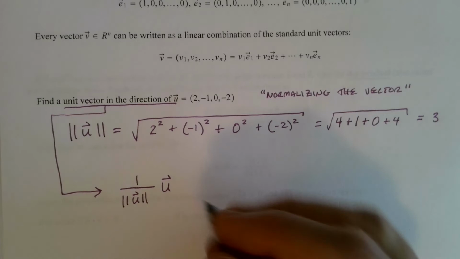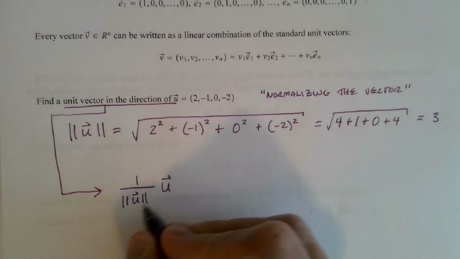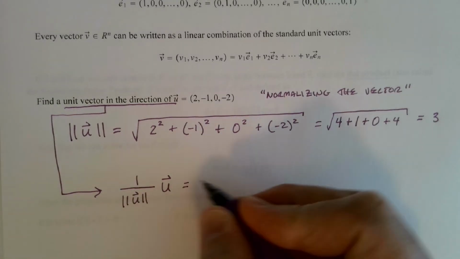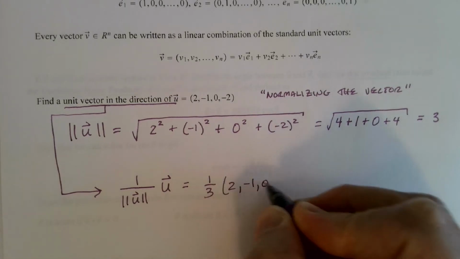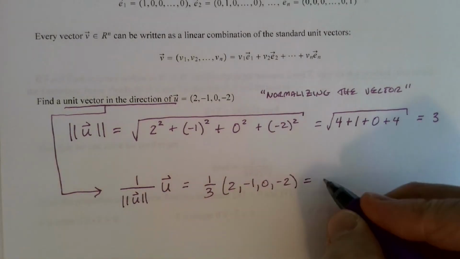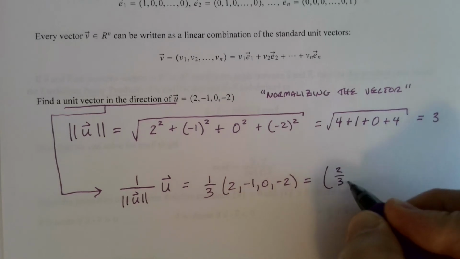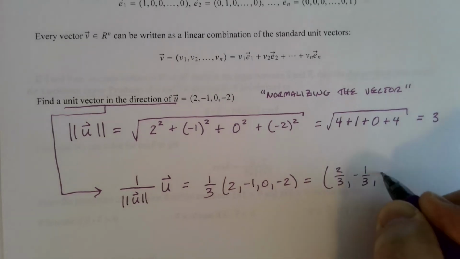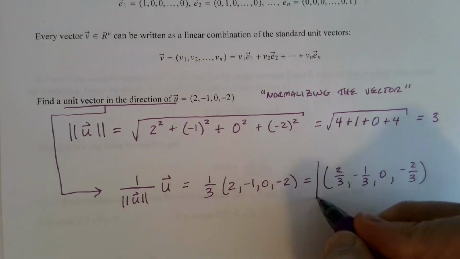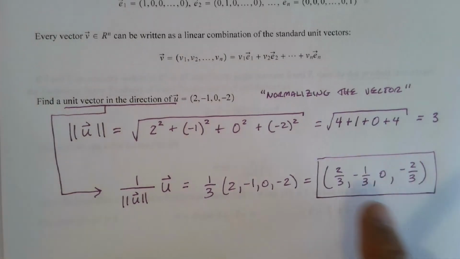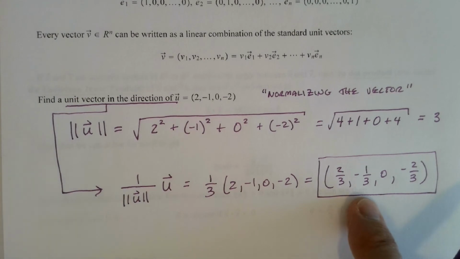So only scalar multiplication. And so what is this? This is going to be 1/3 times the vector 2, negative 1, 0, negative 2. And we get 2/3, negative 1/3, 0, negative 2/3. And you can check and confirm, take the norm of this vector, and it will be 1. And that's important to realize there.